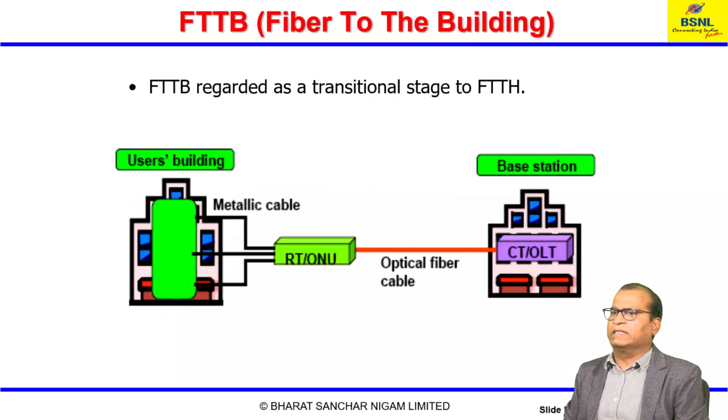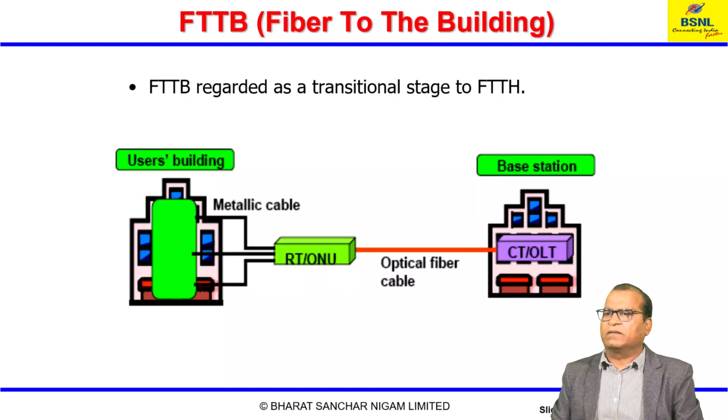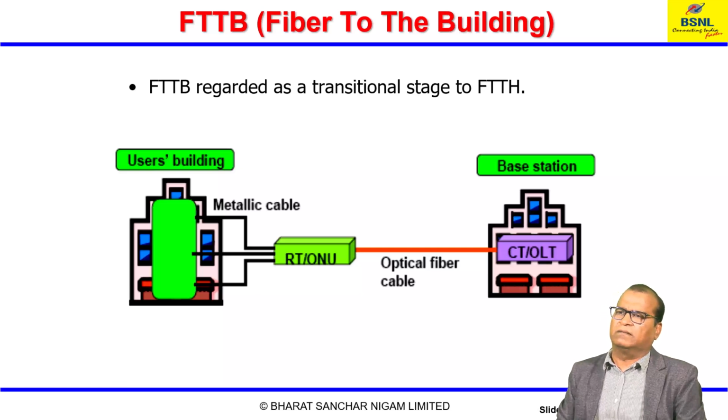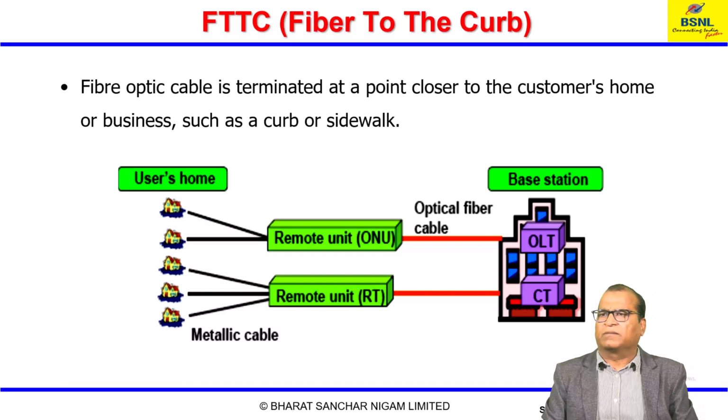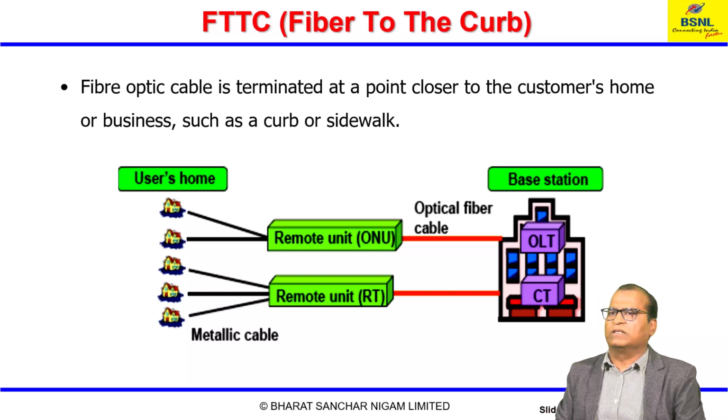Fiber to the building is a transitional stage to FTTH, where fiber is available up to the basement of the building, and from there onward connectivity is given over a metallic cable, Cat5 or Cat6 cable for broadband services, or a copper pair for voice services. Fiber to the curb means fiber is terminated at a point closer to the customer's home or business, such as a curb or sidewalk. So fiber is available near to the customer premises, and from there onward connectivity is available over a metallic cable.